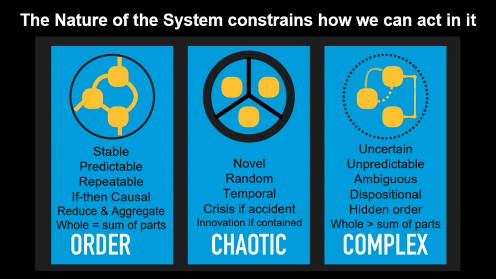In the complex domain, the environment is uncertain, unpredictable, and ambiguous. It's dispositional, which means if-then causal relationships may or may not exist and can dynamically change. In the order system, we focus on the parts. In the complex system, relationships and interactions are more important than the parts. That means we can't reduce the system down into its parts because we would be ignoring or destroying those links. We must work with the whole system, a holistic ecological versus an engineering perspective.